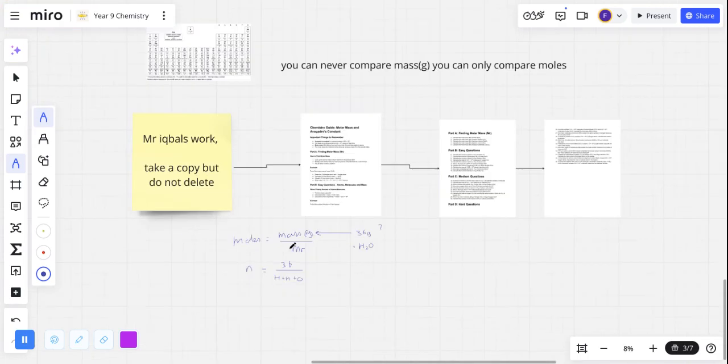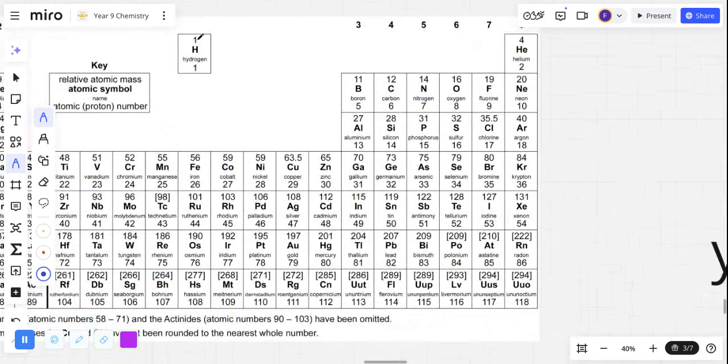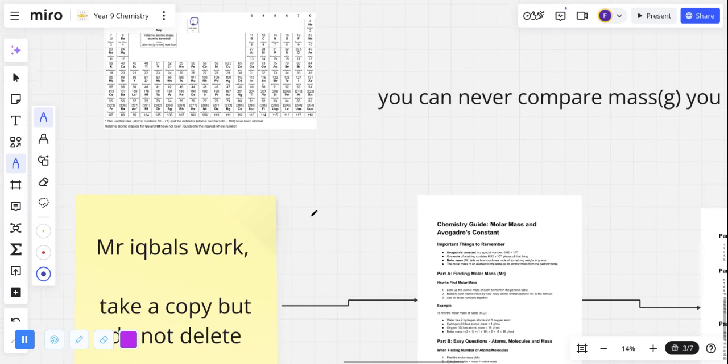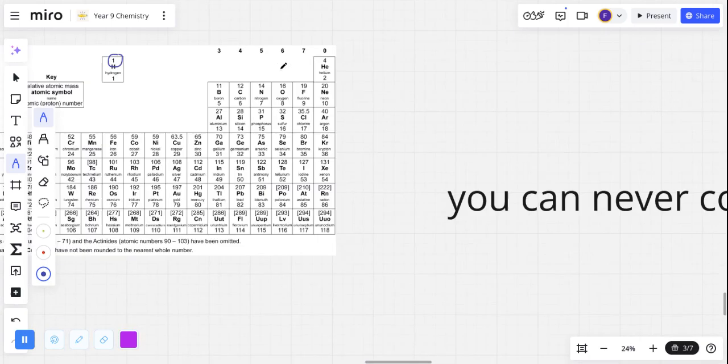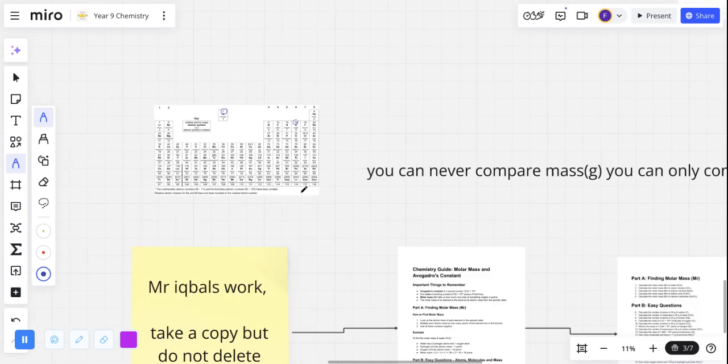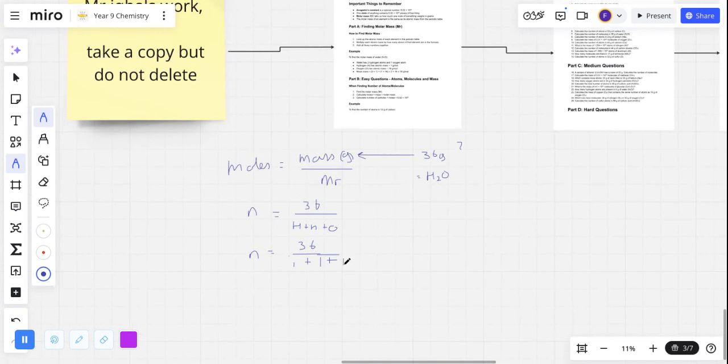You go to your periodic table, you go, aha, I wonder what H is. It's hydrogen. You look at the big number at the top. That's just 1. Hydrogen is the simplest. n equals 36 over 1 plus 1. I'm substituting 1 for the H's because I found out H's were 1. And for my oxygen, I'm zooming to oxygen. There it is, the big number, 16. Plus 16. 16 add 2 is 18. The number of moles is 36 divided by 18, which is 2. So this should be a recap, all right?